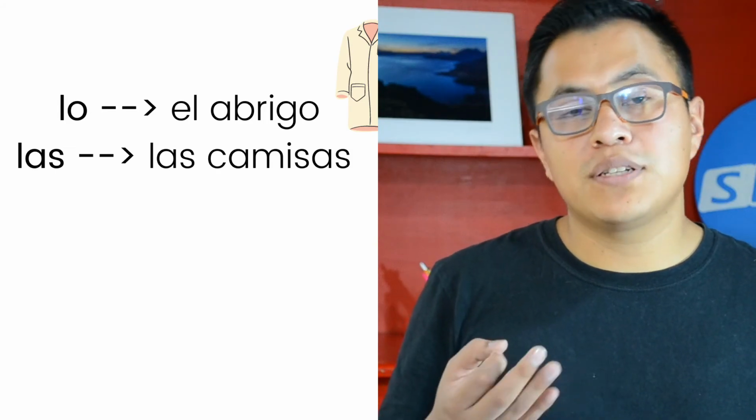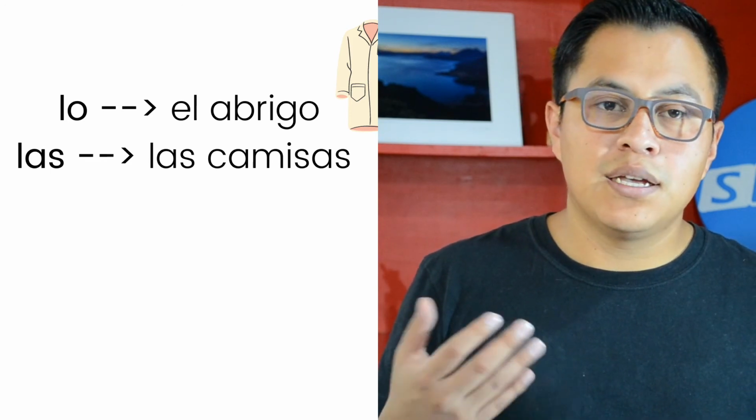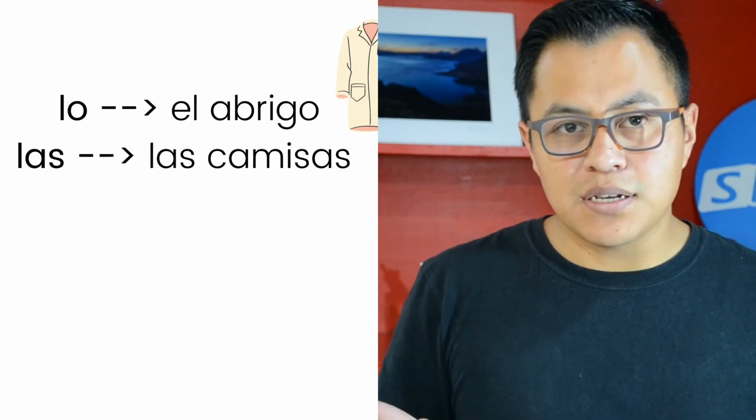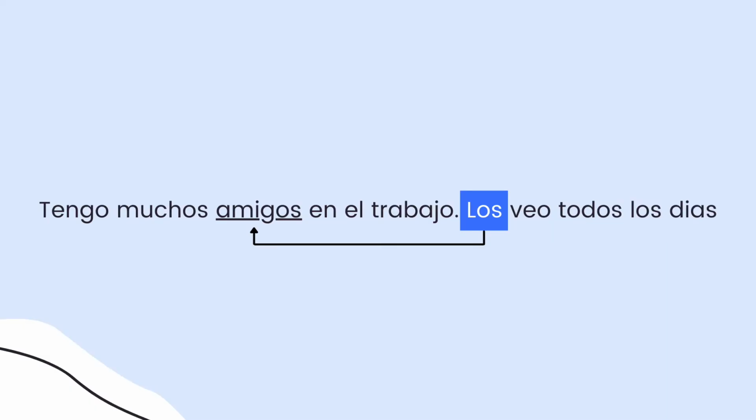For lo, for example, es el abrigo. And for las, son las camisas. Let's see an example. ¿Te gusta este abrigo? Sí. ¿Lo tienes en rojo? For example, tengo muchos amigos en el trabajo. Los veo todos los días.